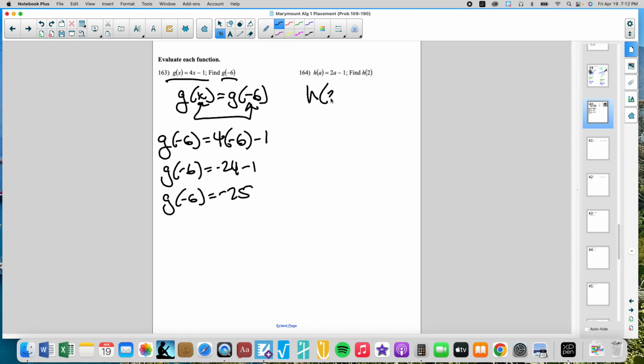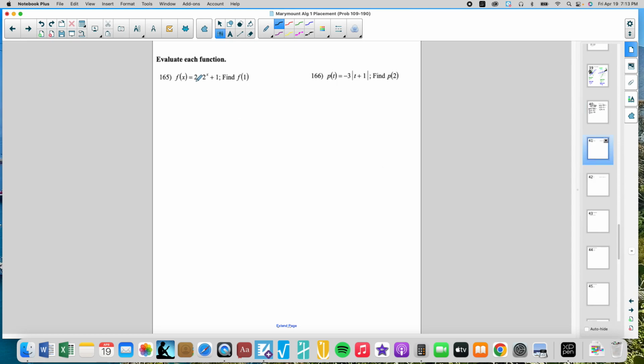So h of 2 means I'm going to plug in 2 for a in h of a, which is 2 minus 1. So h of 2 equals 4 minus 1. h of 2 equals 3. Yeah, those are so fun.